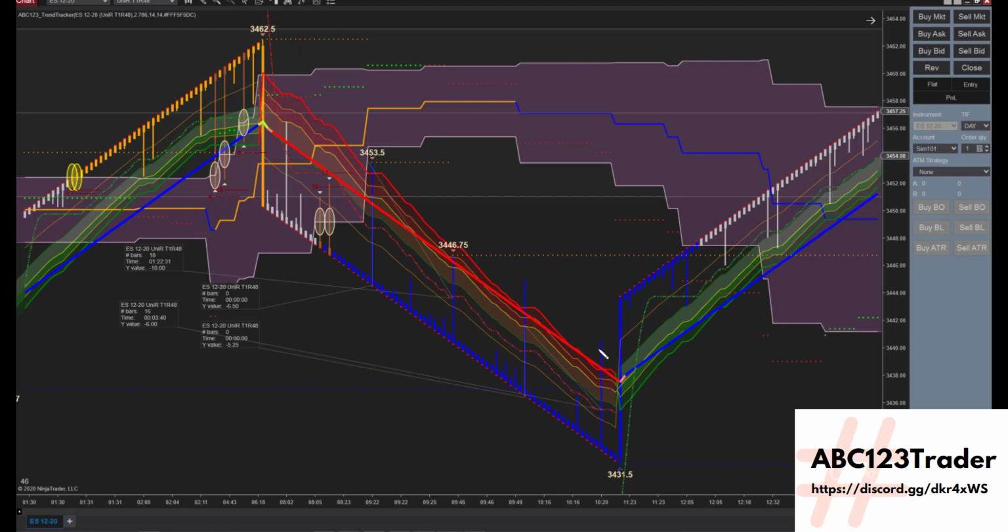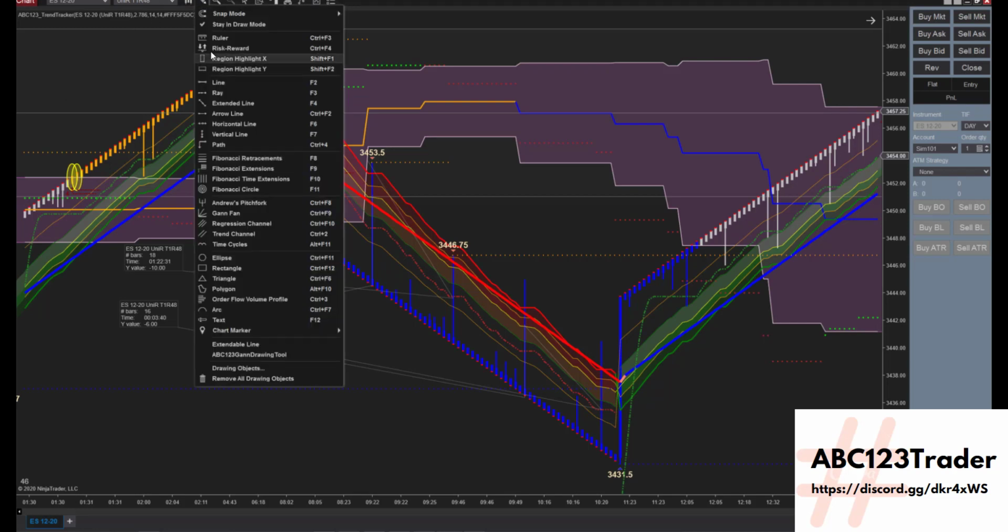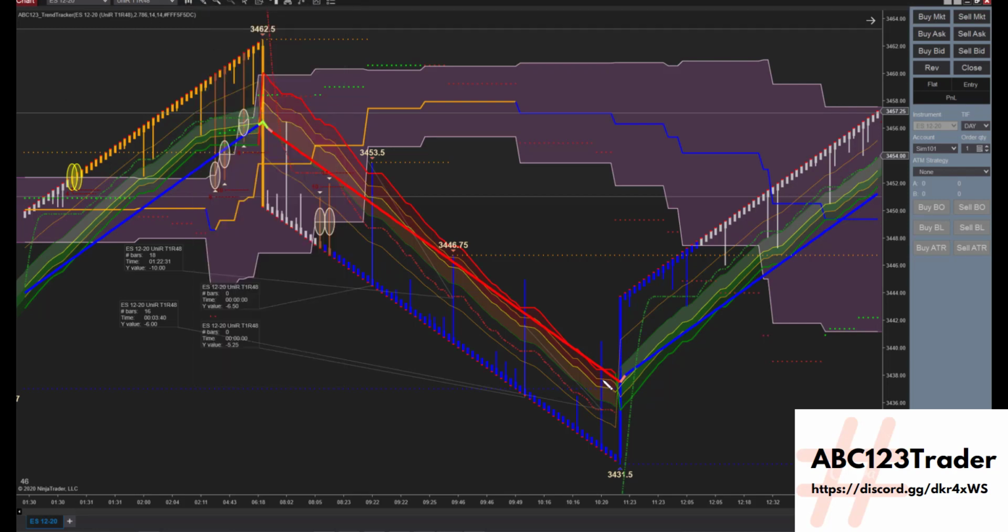Wait for the deep pullback. I'm looking at my support and resistance on my main chart to see if I can continue on. Deep enough, let's try it again. So we enter here again. 4 points there, and this one was much smaller, 2 points there.